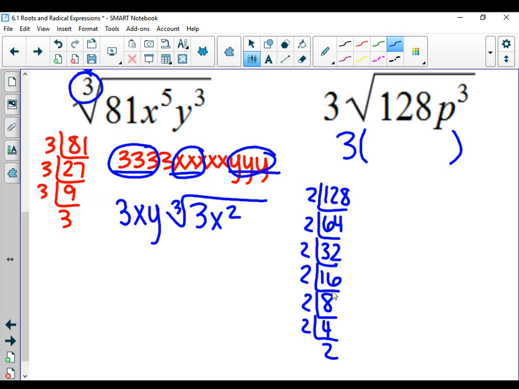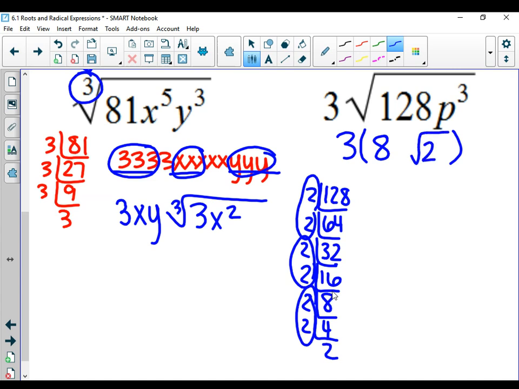So we're back to square roots again. So I have 1 pair of 2s, 2 pair of 2s, and 3 pair of 2s. 2 times 2 is 4, times 2 is 8. And I have a 2 left over.